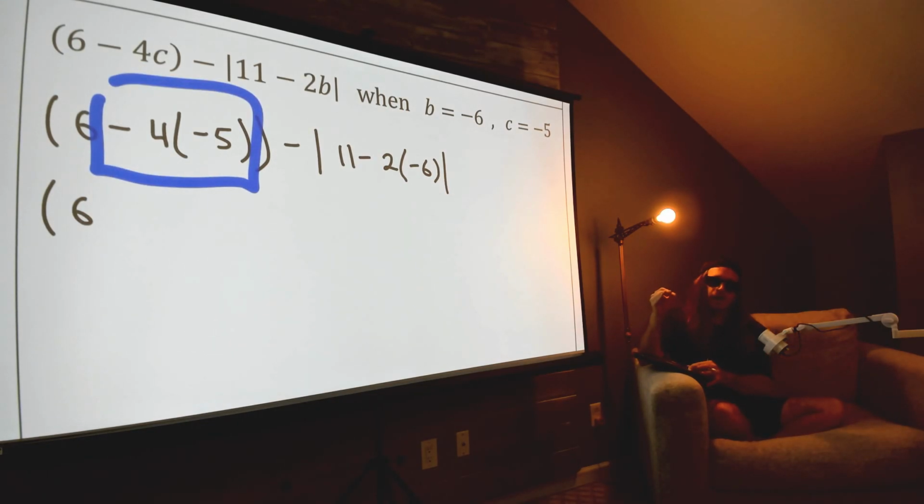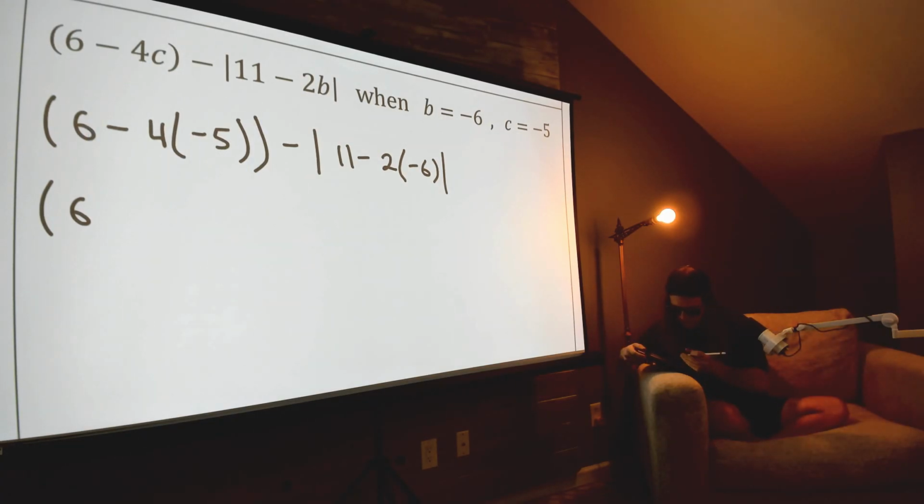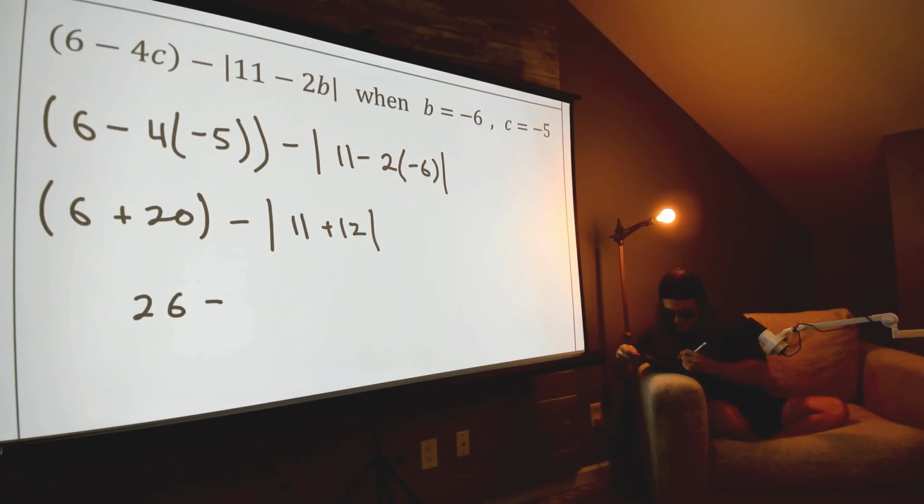This is not negative 4 minus 5. This is negative 4 times negative 5, which is positive 20. So this turns into a positive 20. Same situation going on here. This is negative 2 times negative 6, which is positive 12. This is 26 minus, look, 11 plus 12 is 23, which is positive. So the absolute values here are pointless. 26 minus 23 is 3.